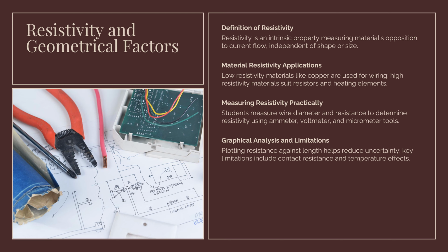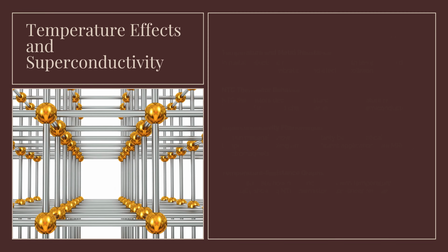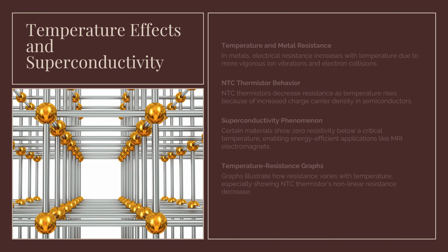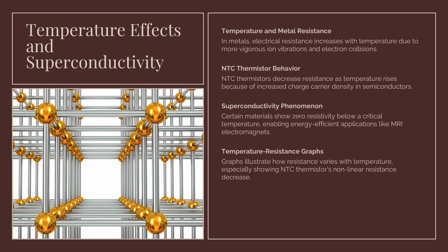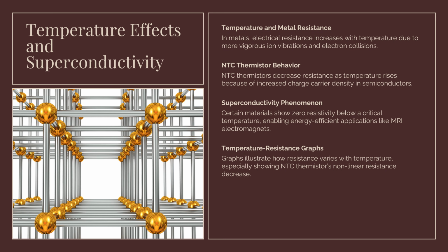Understanding resistivity allows meaningful comparison between materials and underpins Required Practical 5, where students determine the resistivity of a wire by measuring its diameter with a micrometer and its resistance using an ammeter and voltmeter. Temperature has a significant effect on resistance. In metals, resistance increases with temperature because lattice ions vibrate more vigorously, increasing the frequency of electron collisions.